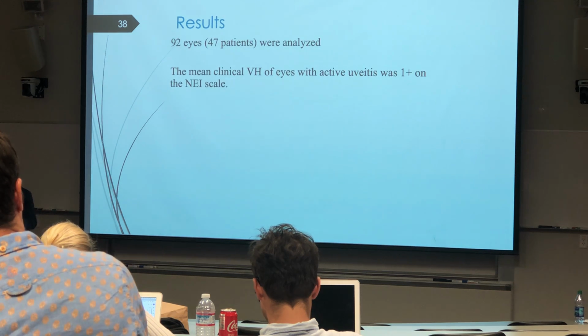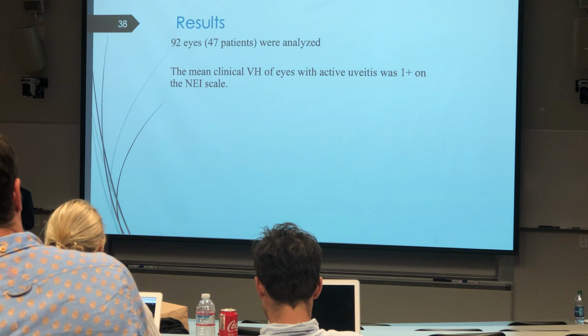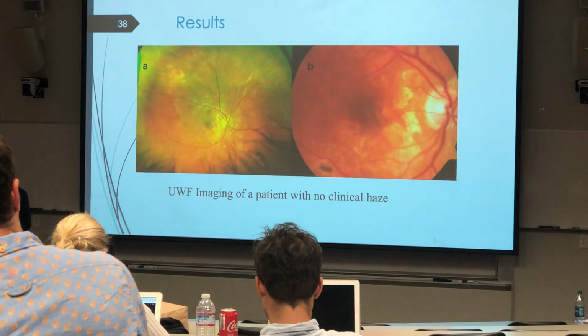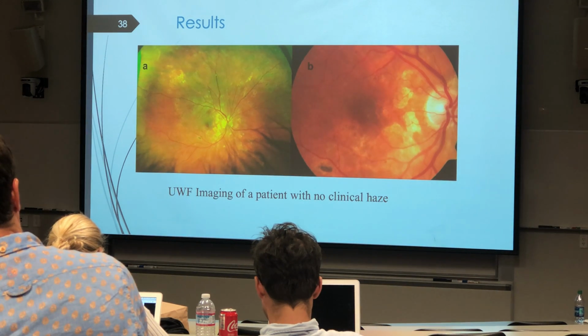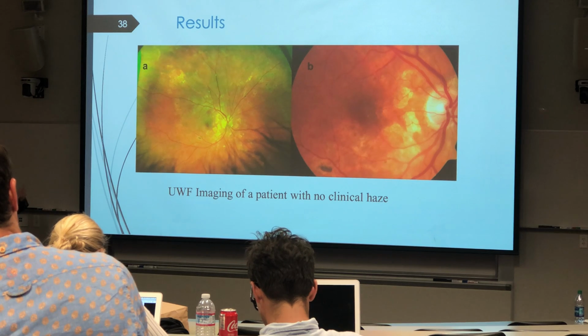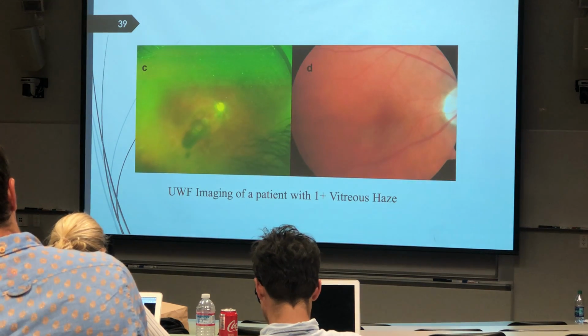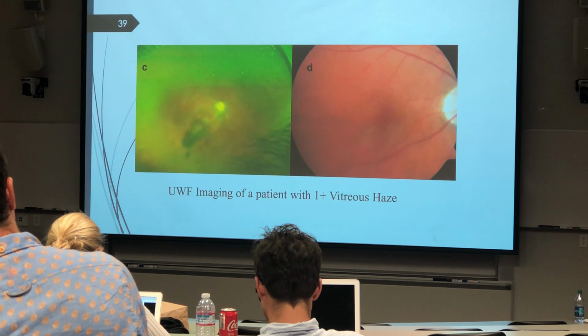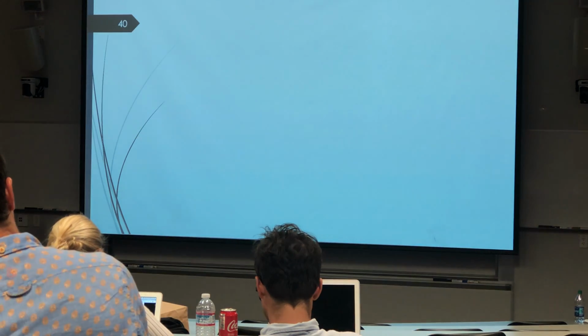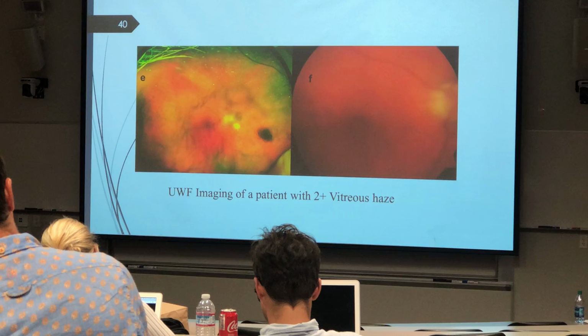So we enrolled around 92 eyes, and clinically the mean vitreous haze in these eyes was around 1+. This is an example of an eye where there was no clinical vitreous haze. On your right side, you're looking at the regular fundus camera. On the left, that's the SLO from Optos. And this is an image of where on clinical exam it was 1+, and on Optos, this patient had some vitreous haze as well. This is an example of a 2+.